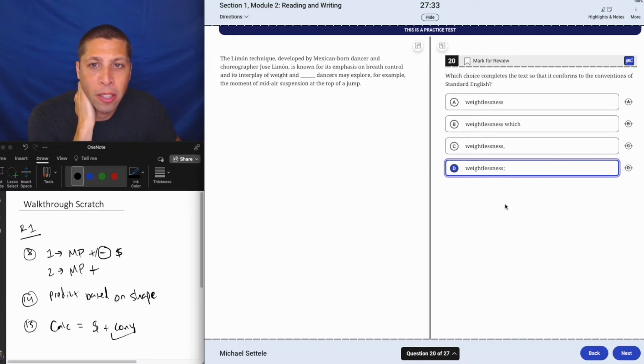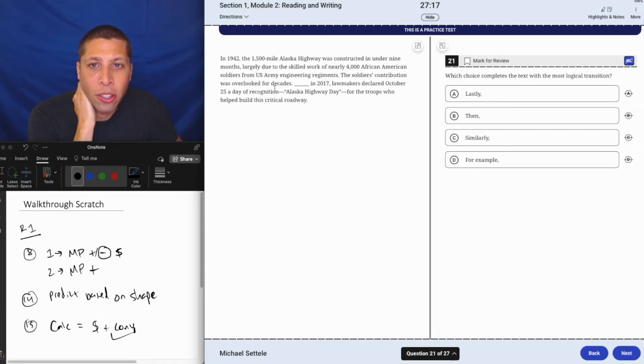Weightlessness. Dancers may explore the moment of midair suspension at the top of a jump. Yeah, dancers may explore. Okay. Which dancers may explore, for example, the moment of midair. Yeah, this is the trap, but it can't be that. These are tricky. All right, transitions.